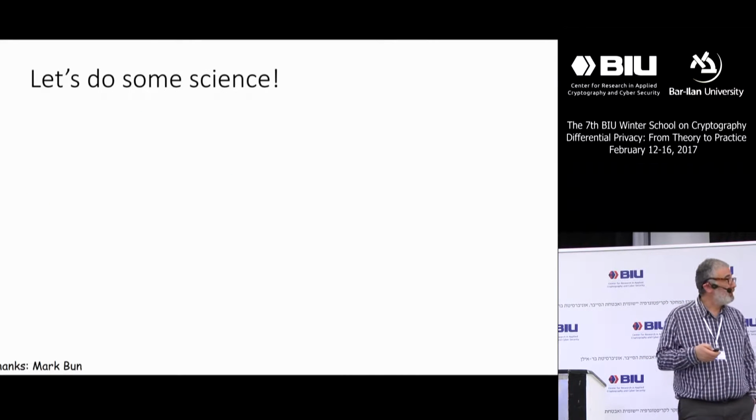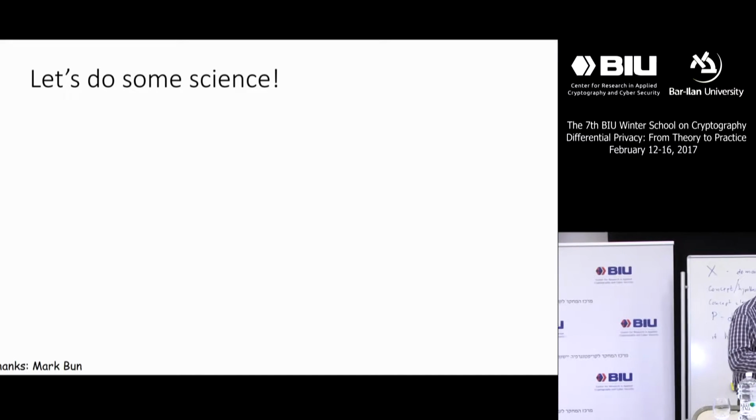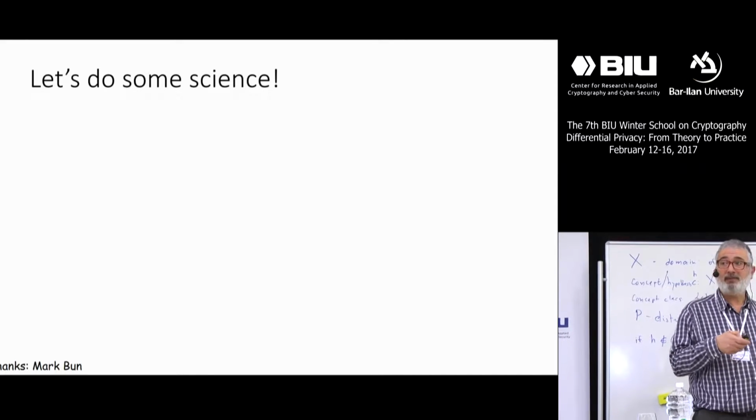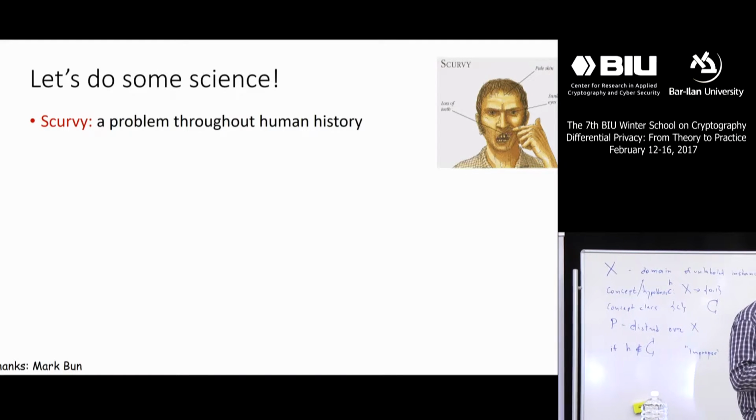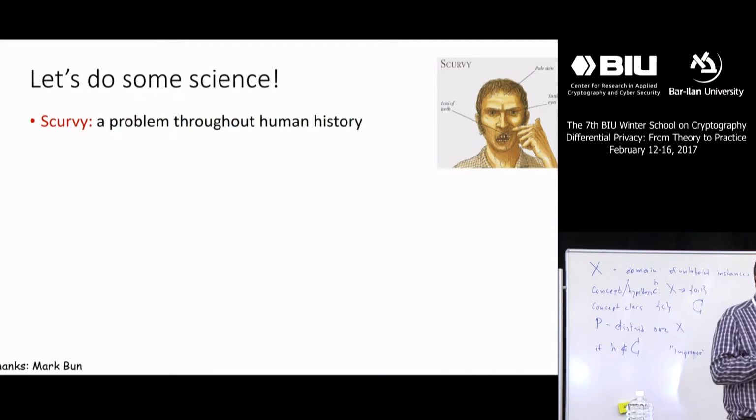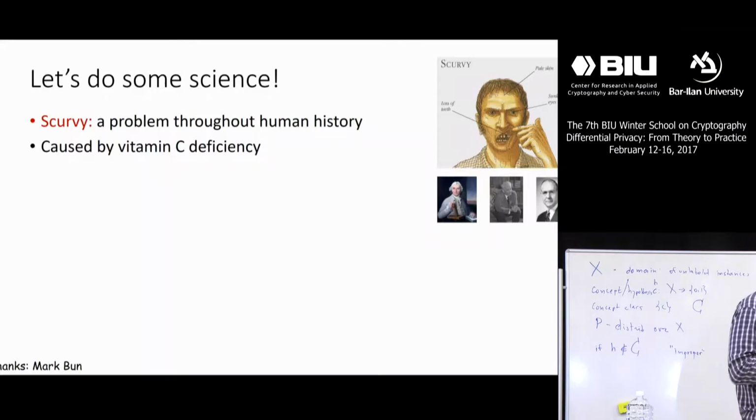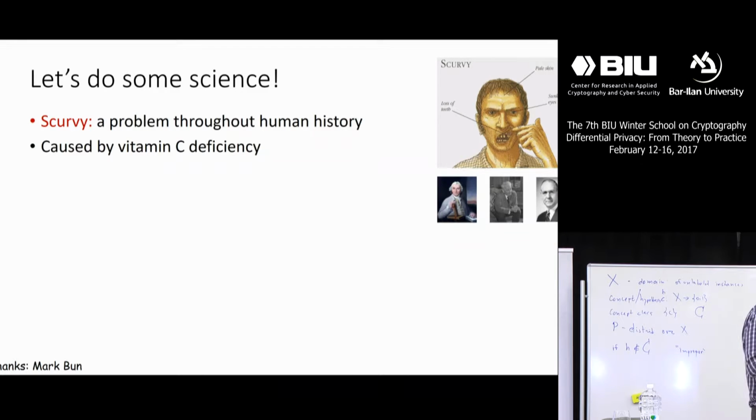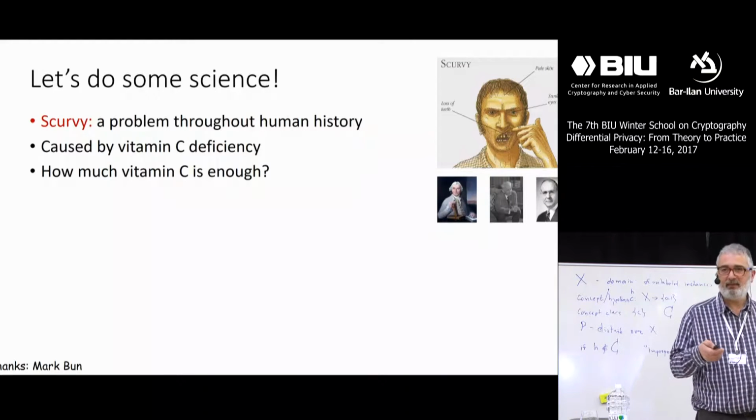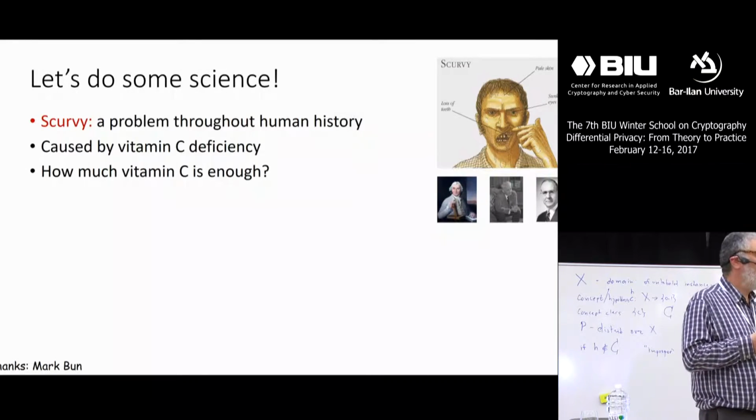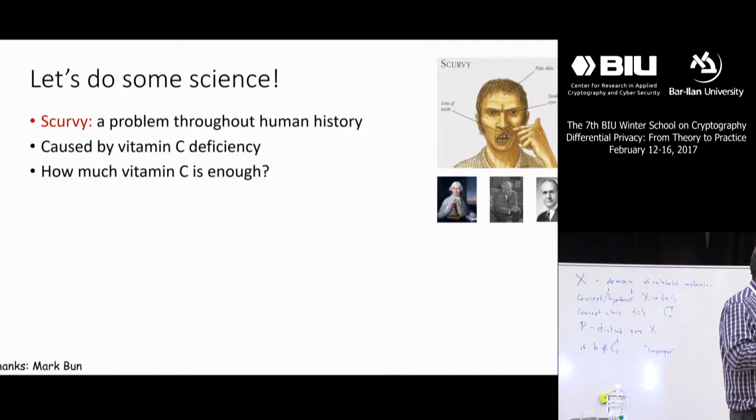Okay, so here's a motivating example for some of the problems that we look at today. Scurvy. It's a problem throughout human history, especially if you go out to sea for a long time and you don't get your vitamin C. If you're a researcher, you may be interested in asking the question, how much vitamin C is needed to avoid scurvy? How much vitamin C is enough is a threshold query. We're looking for a threshold function here.